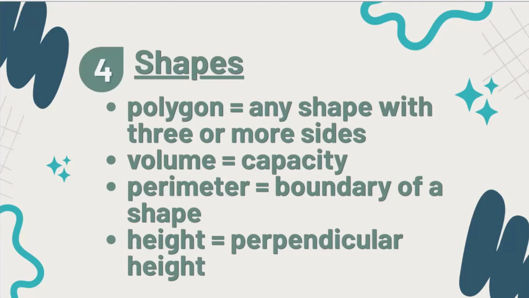Perimeter is the boundary of a shape. So if they're asking to find the surrounding length of an area or an object, it is the perimeter, not the area, it's the perimeter. And for the height of any shape, which is used to find the area, it will always be the perpendicular height. You will not take the slant height for the area, it will always be the perpendicular height.